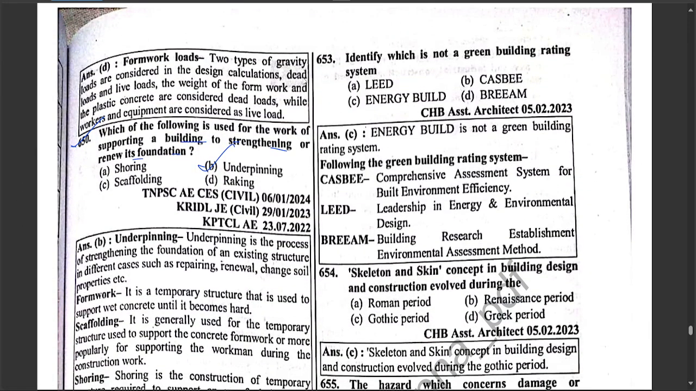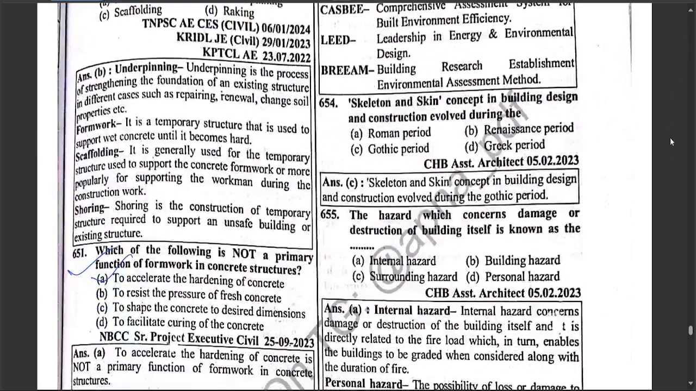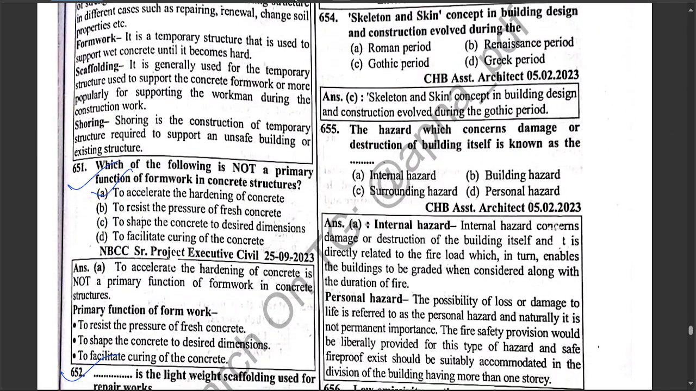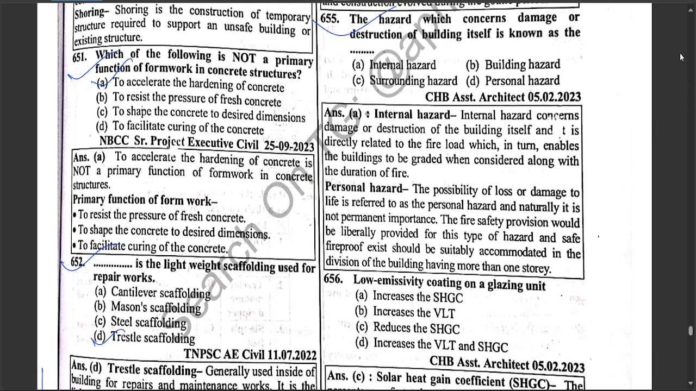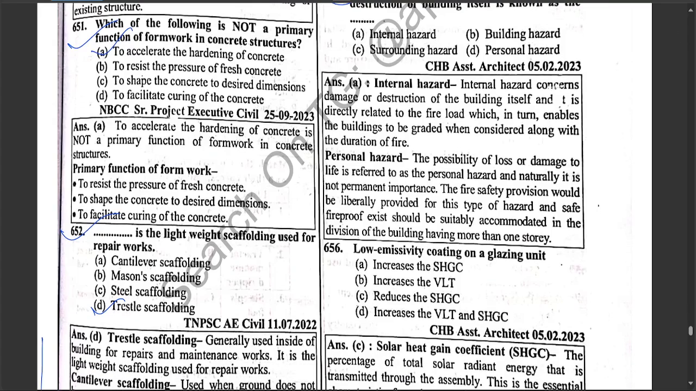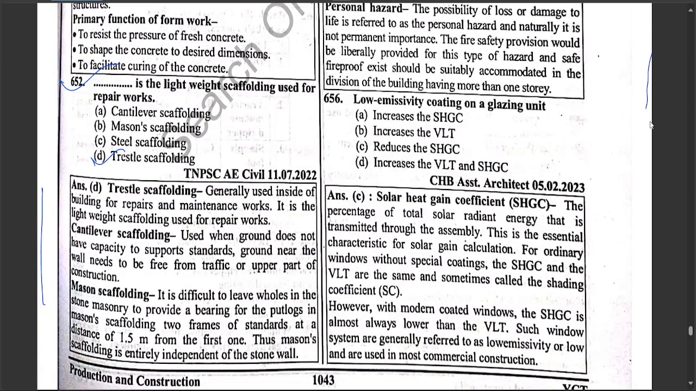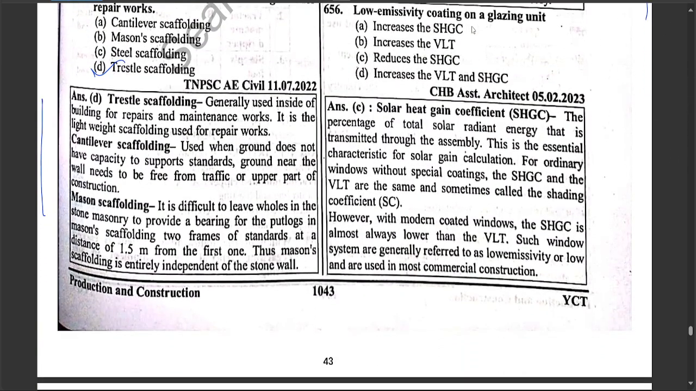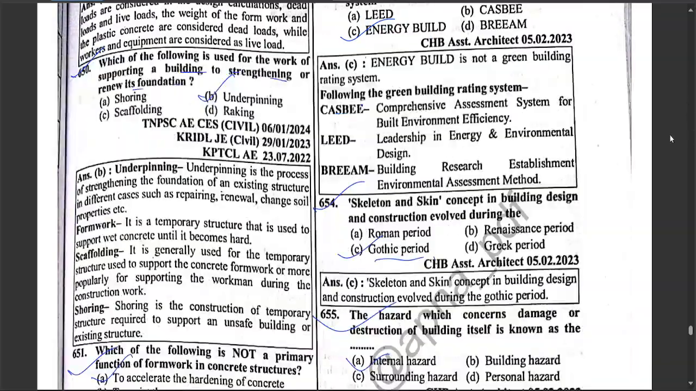Identify which one is a green building rating system, which is Energy Star. Skeleton and skin concept of building design and construction involved during the Gothic period. The hazard which concerns damage or destruction of the building itself is known as which is an internal hazard. Low emissivity coating on a glazing unit, which is to reduce the SHGC.